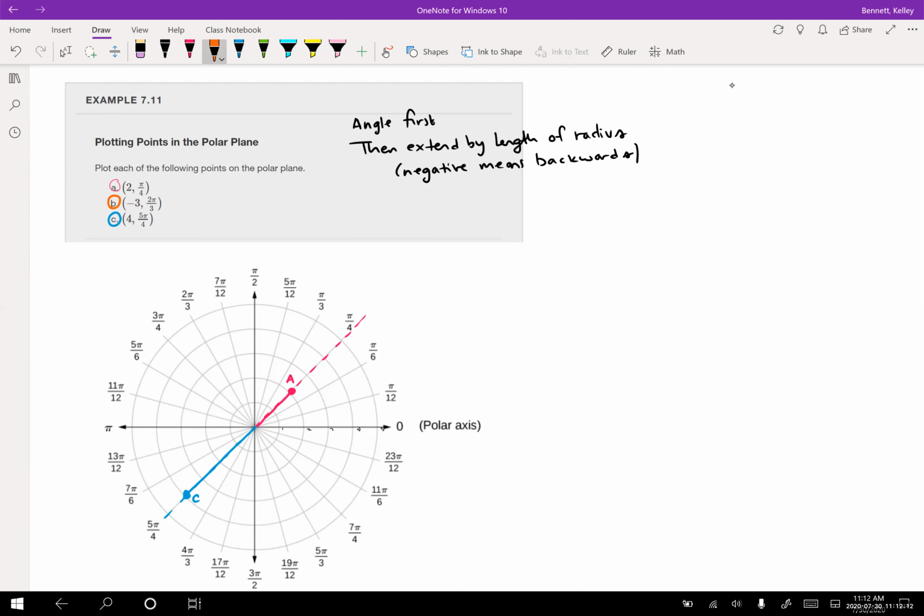Then for B, I'm at 2 pi over 3. So I'm here, and I need to go backwards 3. So what I need to do is follow this line down, because I'm not traveling outwards on it. I'm actually going backwards by -3. Notice that it's the same as 5 pi over 3 with radius 3, right? So there's definitely some symmetry going on with polar coordinates. All right.